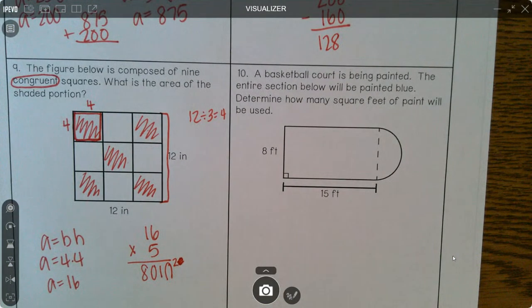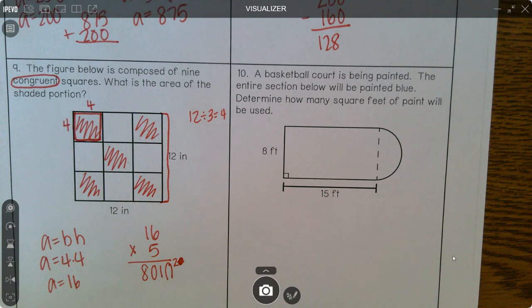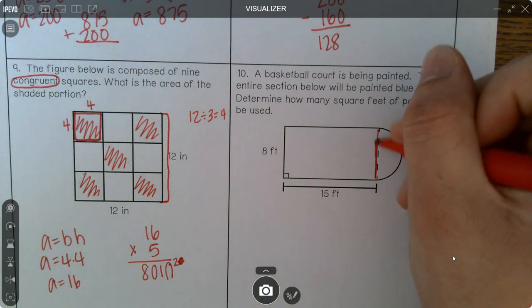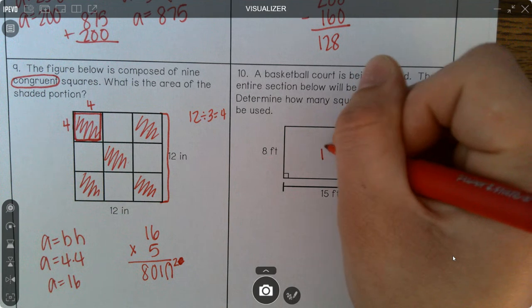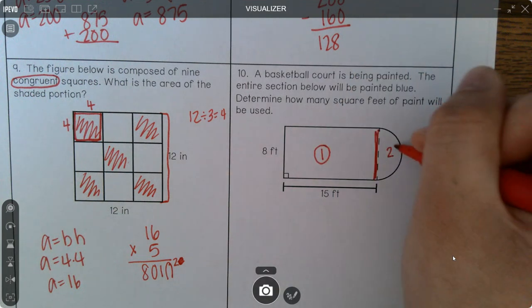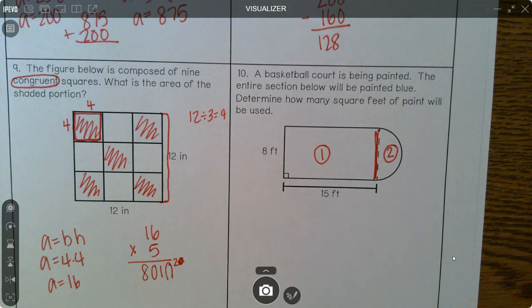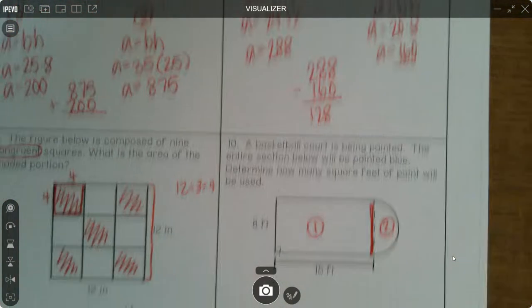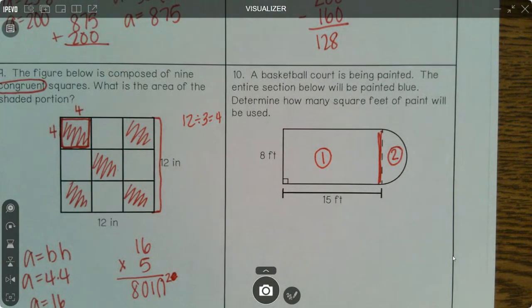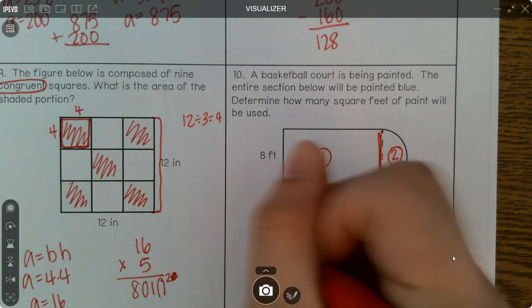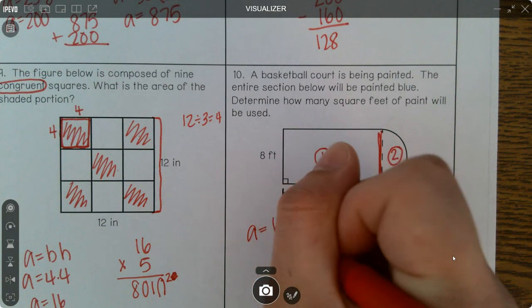Okay, a basketball court is being painted. The entire section below will be painted blue. Determine how many square feet of paint will be used. All right, my brain sees 2 shapes put together. That means it's a composite figure, and actually, they've already cut it for you. So I'm going to say that this is shape 1, and this is shape 2. Now when I look at this, shape 1 is a rectangle. What is the formula for area of a rectangle? It's going to be A equals BH.